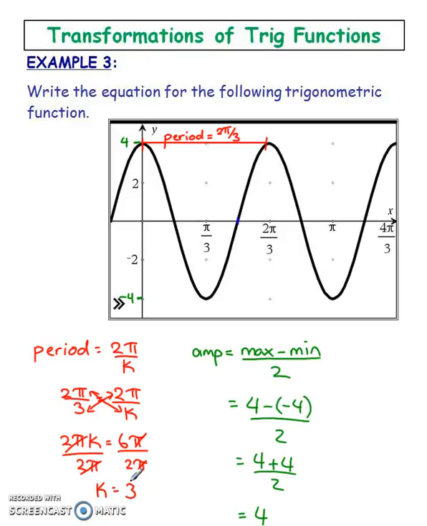Okay, so the amplitude. The equation for the amplitude is taking your max minus your min, getting that answer, and then dividing it by 2. So I've shown my work right here. This is going to help us out with our A value.